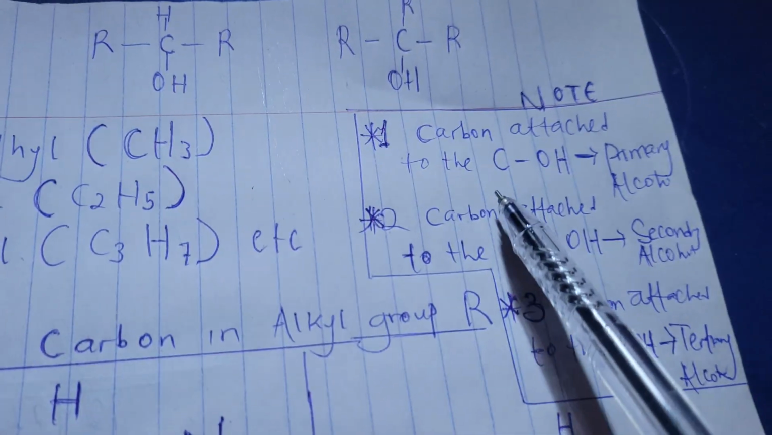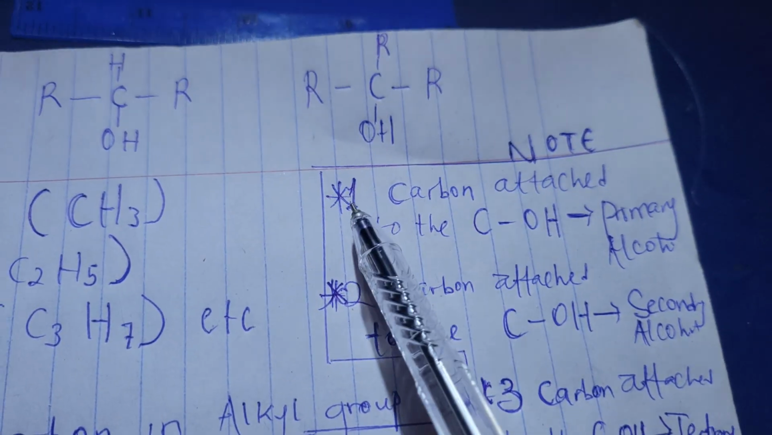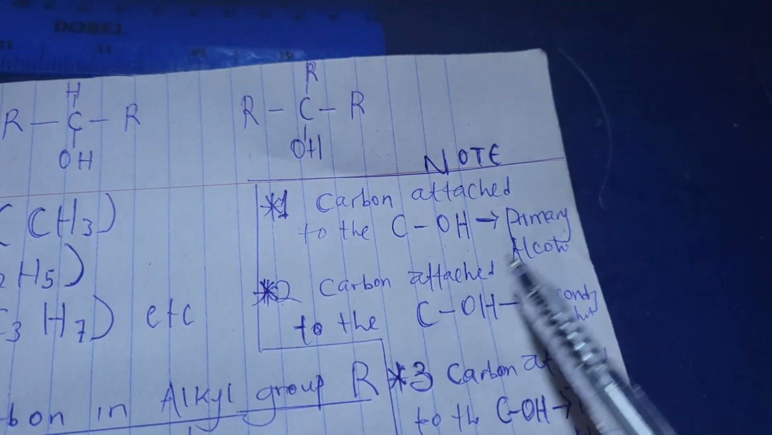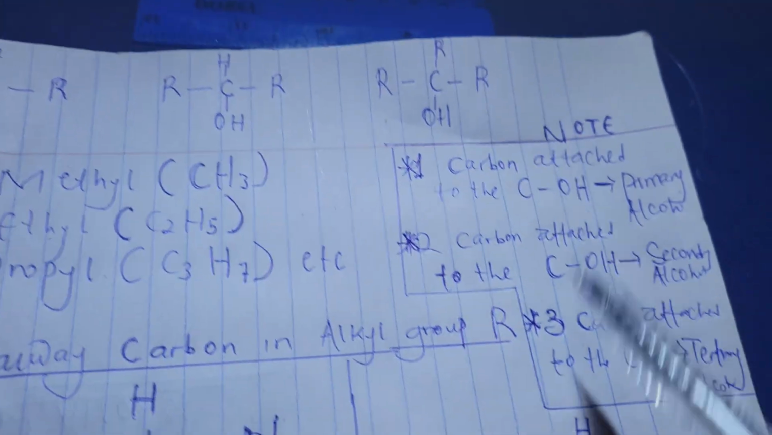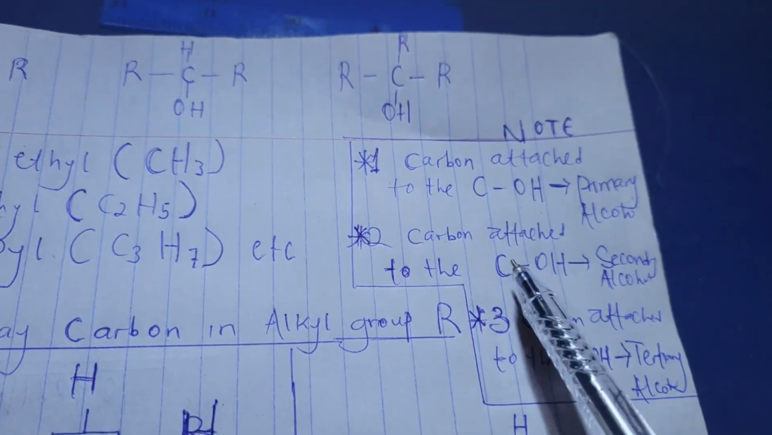Now you are going to use my trick. Pay good attention. If it has one carbon attached to the COH, it is primary. If it has two carbons attached to the COH, it is secondary. If it has three carbons attached to the COH, it is tertiary. Now, COH is like this. C is the carbon that is attached with the OH. This is the carbon with the OH.